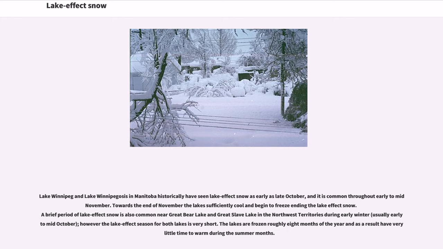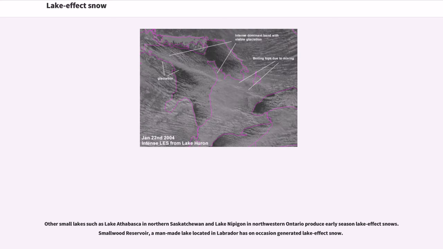A brief period of lake effect snow is also common near Great Bear Lake and Great Slave Lake in the Northwest Territories during early winter. However, the lake effect season for both lakes is very short. The lakes are frozen roughly 8 months of the year and as a result have very little time to warm during the summer months. Other small lakes such as Lake Athabasca in northern Saskatchewan and Lake Nipigon in northwestern Ontario produce early season lake effect snows.